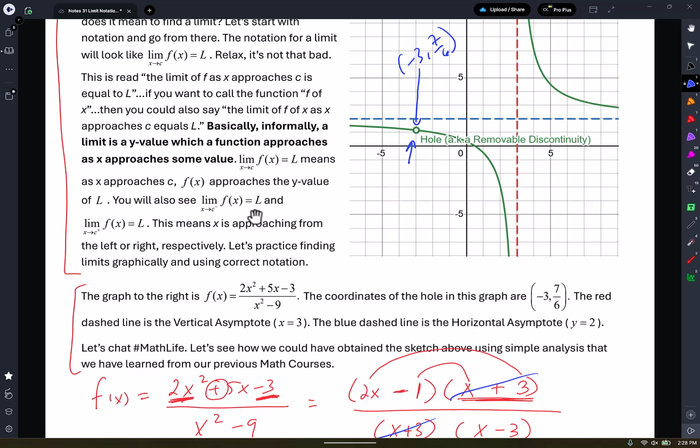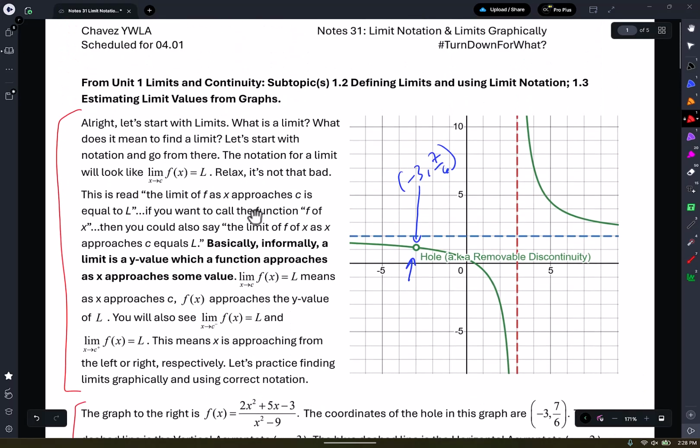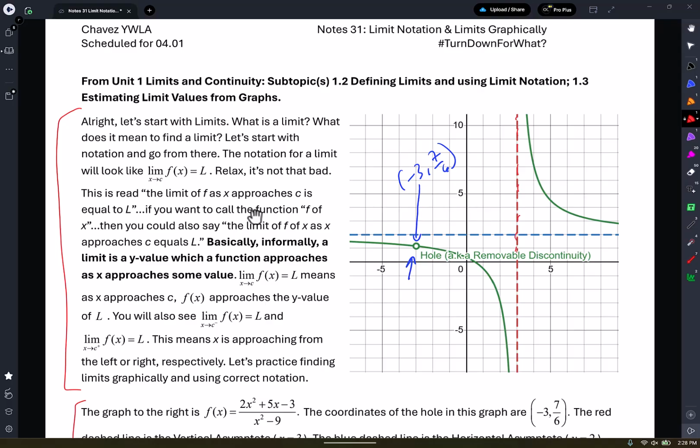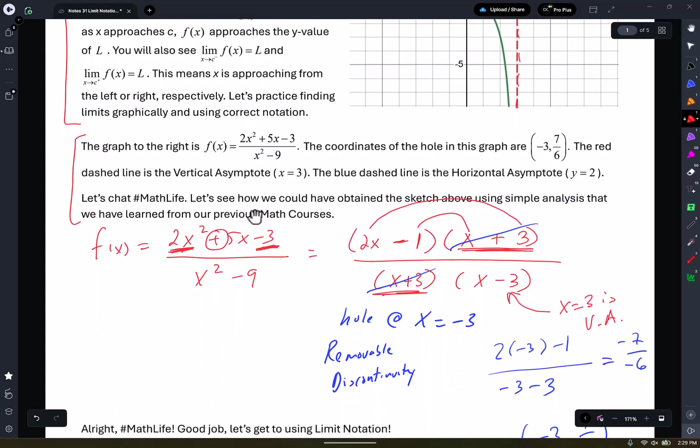Now remember, guys, you can't divide by 0. So this guy right here, x minus 3, x equals 3 is a vertical asymptote. That's the abbreviation or acronym for vertical asymptote, VA. So notice at x equals 3, there's the red dashed line. Do you guys see that? Okay. All right. Horizontal asymptote.